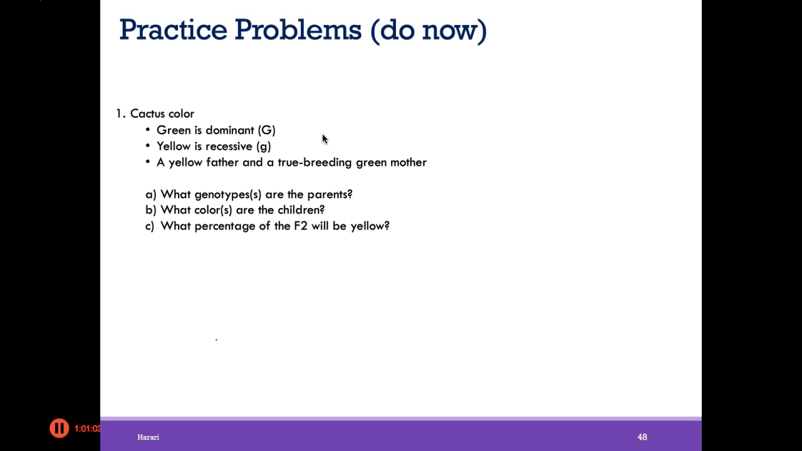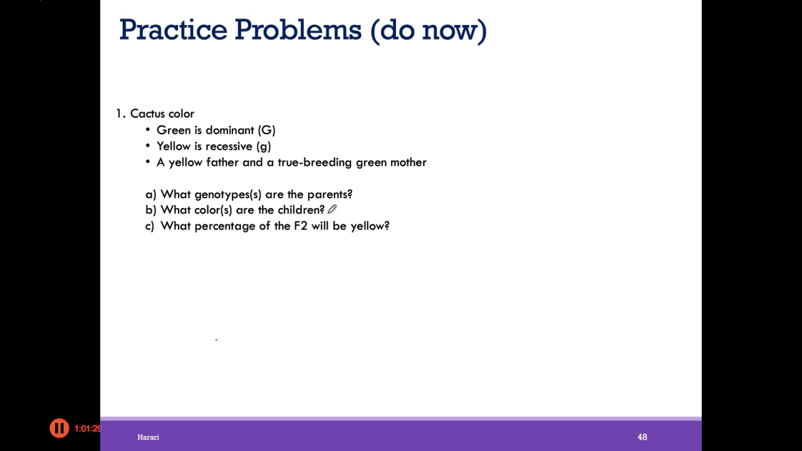So in cactus color, you're told green, big G, is dominant, yellow is recessive. You have a yellow father and a true breeding green mother. So pause here and answer these 3 questions, and I'll show you the answer. So the genotypes of the parents, right? We have a yellow father, that must be little g, and a true breeding green mother must be big G, right?